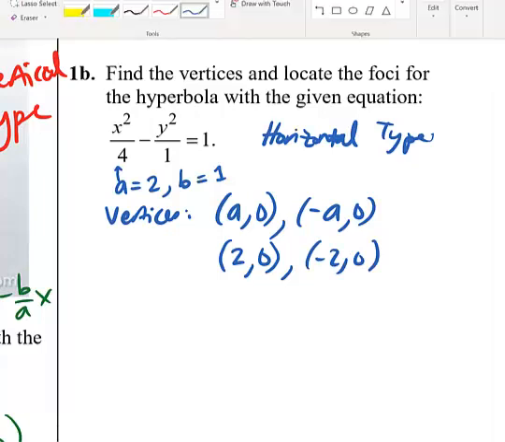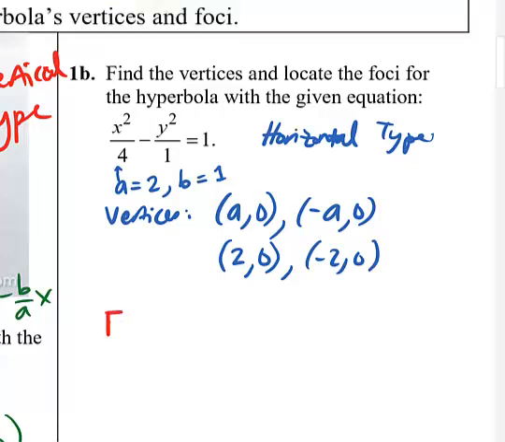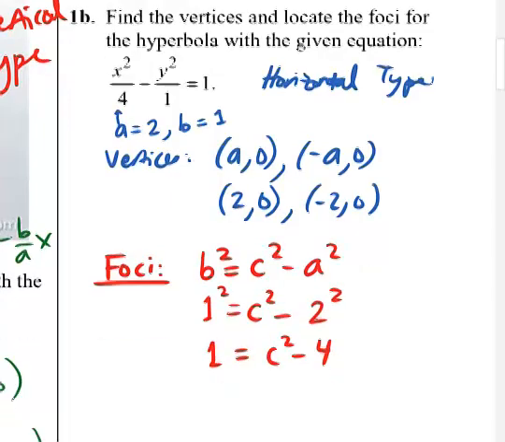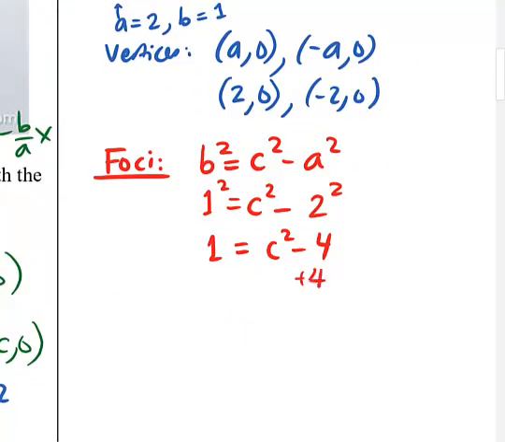And as far as the foci go, those should be at, like we said, c comma 0 and negative c comma 0. But we'll figure out what c is first. We'll fill in what we know. b is 1, c we don't know, a is 2, so 1 equals c squared minus 4. If we solve this equation, we should pretty much have the rest of the problem done. Move the 4 over, that makes 5. So c must be the square root of 5.